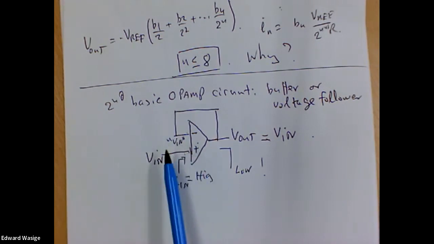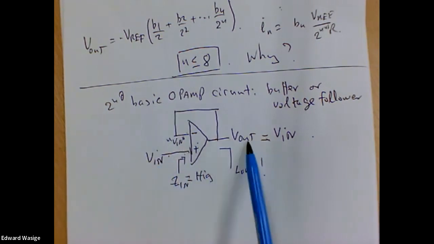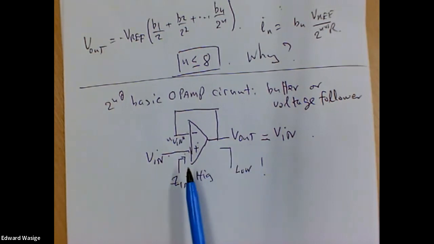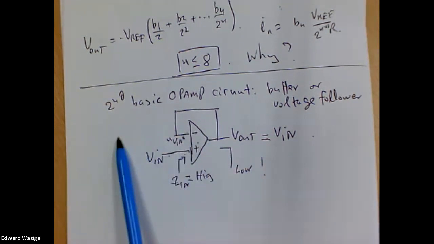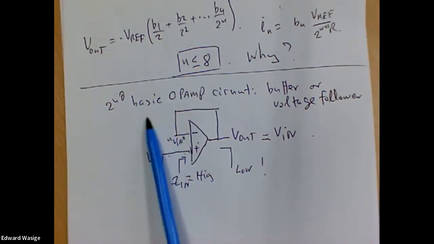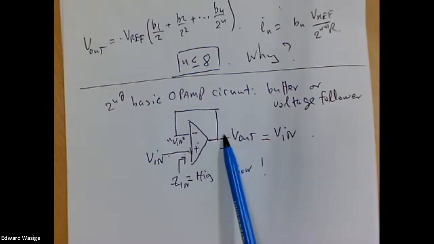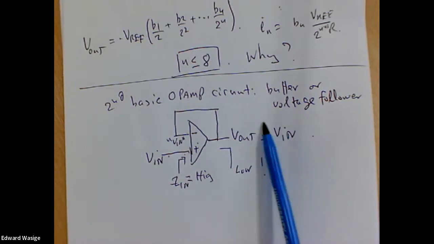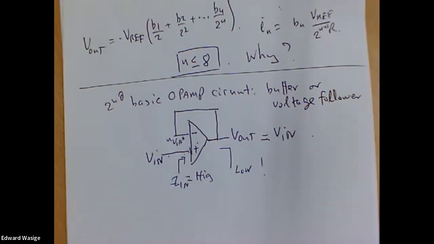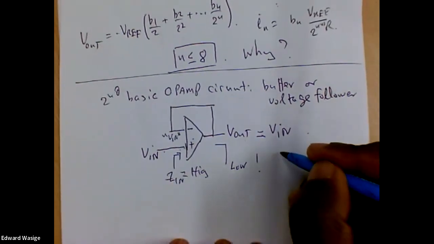So the input signal is actually isolated from the output signal. Whatever happens on the input side is not affected, and whatever load you put on the output side doesn't change your circuit functionality on the input side. So it's called a voltage follower.